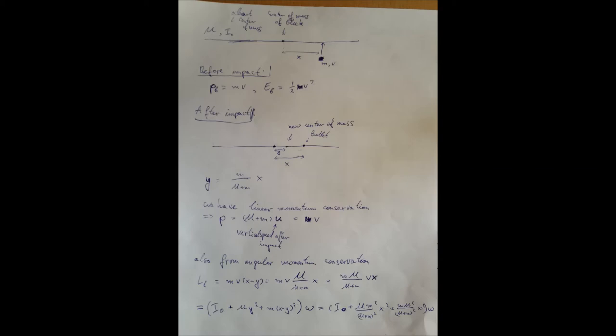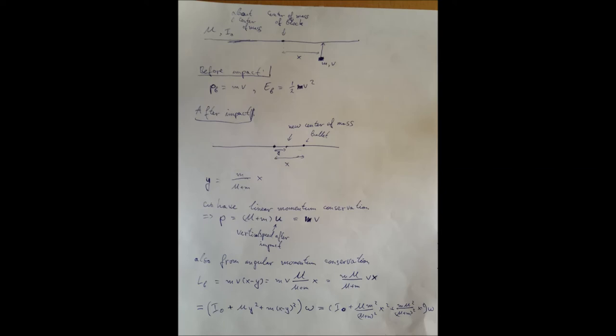So we find that L_B, which is the angular momentum of the bullet and actually of the whole system, is m v times the distance from the new center of mass, which is x minus y. With a little bit of math, we get that this angular momentum is the product of the masses over the sum of the masses times v times x. And this is also the moment of inertia of the body times its angular velocity.